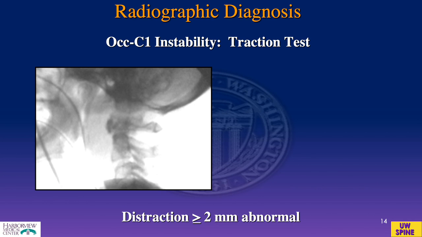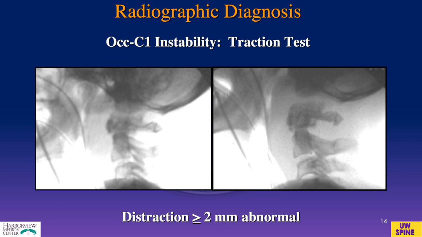So how does this look radiographically? Well, if you compare these two films, you can see here on the right that the occipital condyle is well aligned in C1. However, with some subtle traction, we can see this distraction here, and also notice this significant soft tissue swelling here. So this is quite subtle on the left, but when we provide traction, we can see it's much more unstable.